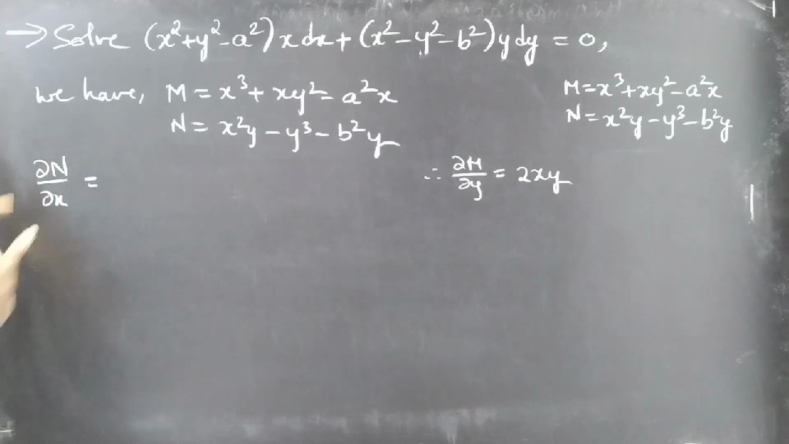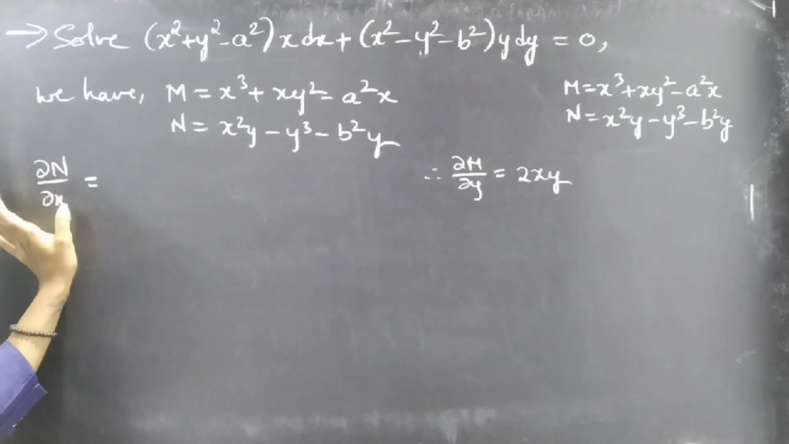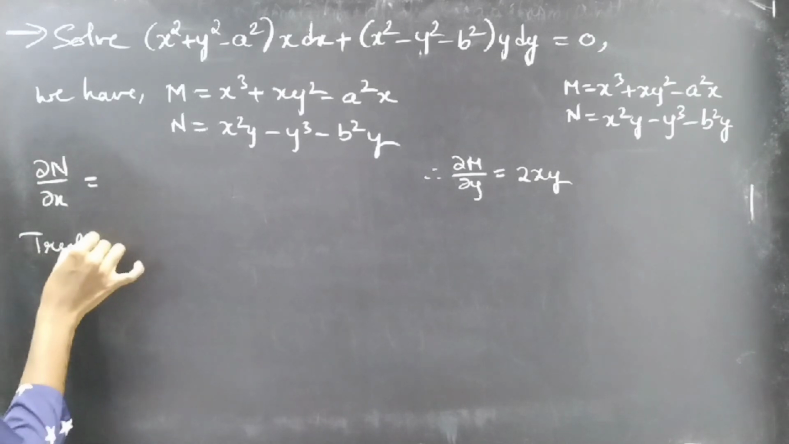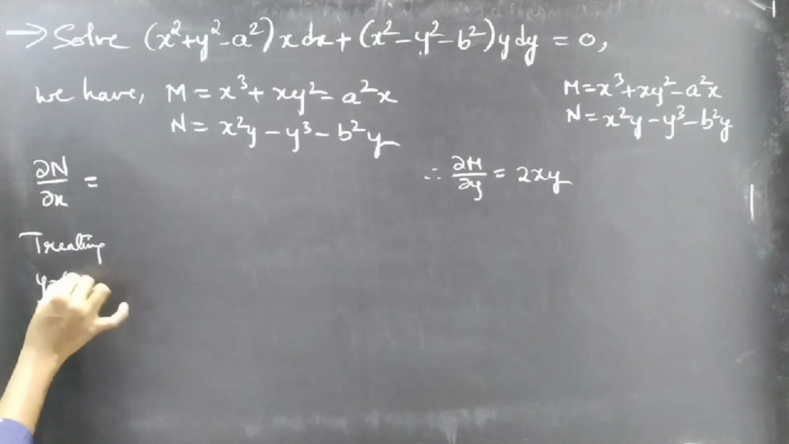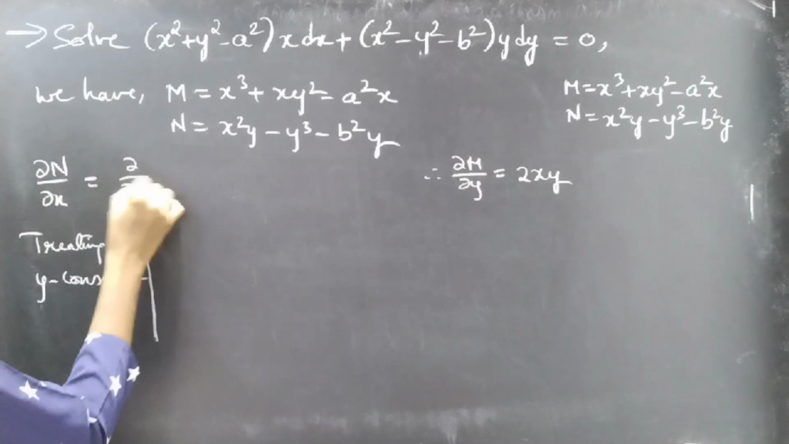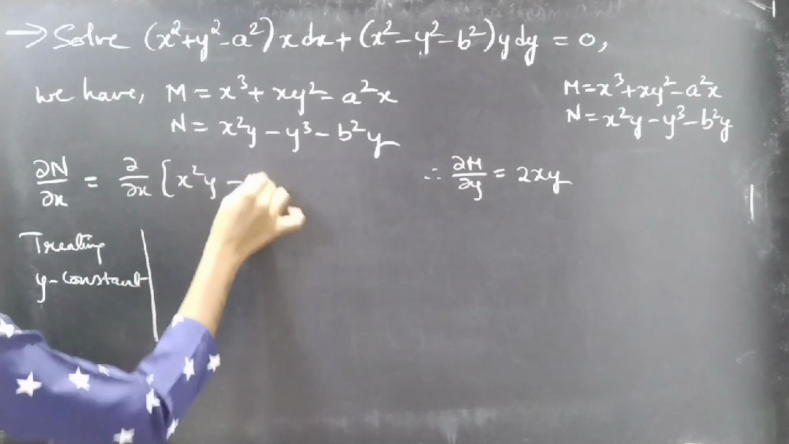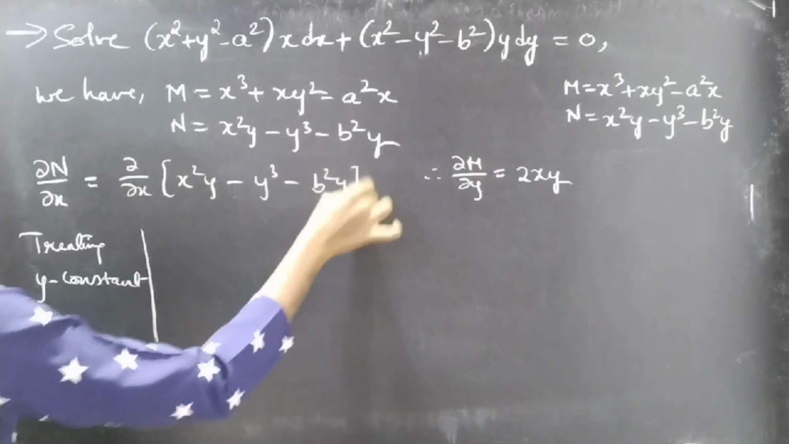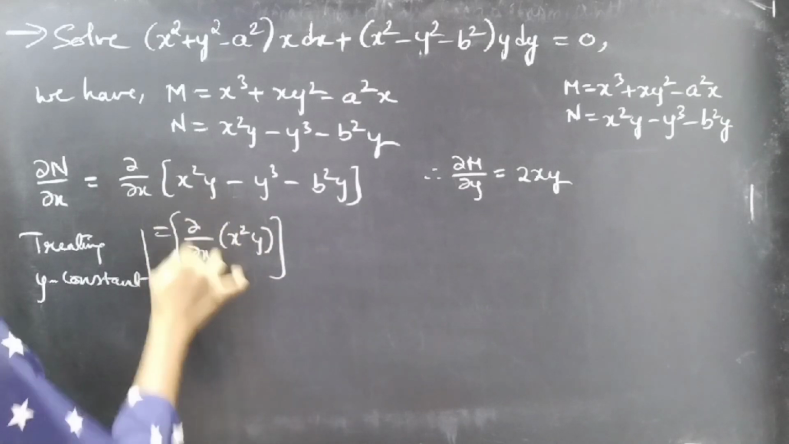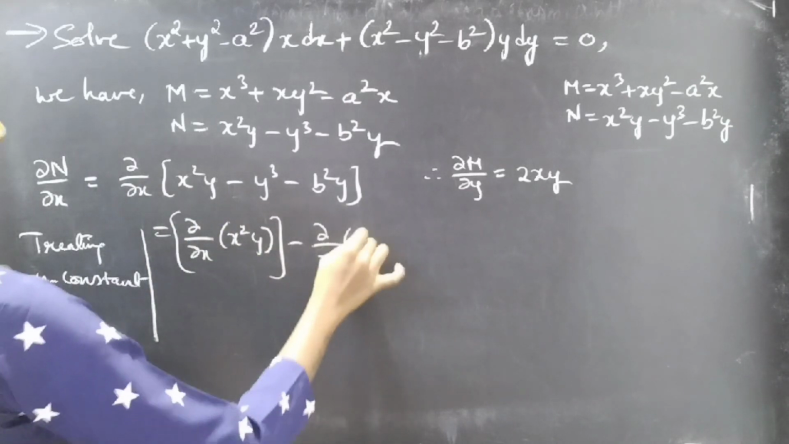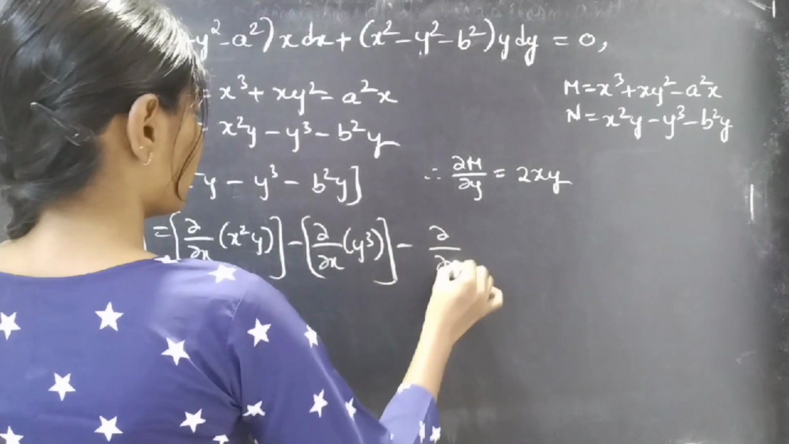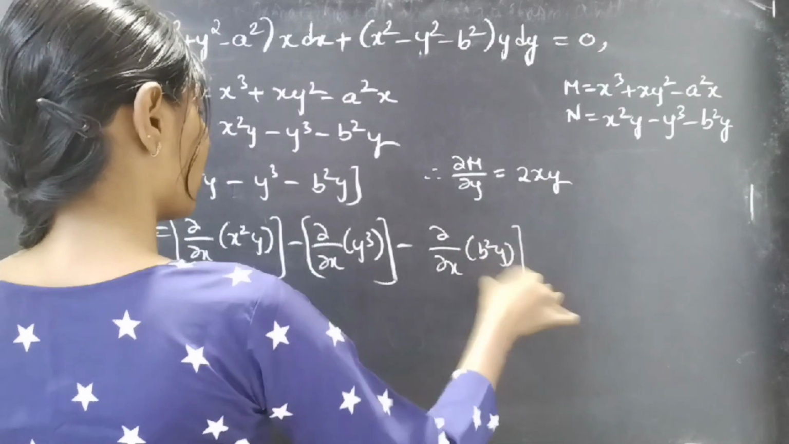Let's now find the partial derivative of N with respect to x. So here we are finding the partial derivative of N with respect to x, so we have to treat y as constant. This equals ∂/∂x of N, x²y − y³ − b²y. We can write this as ∂/∂x of x²y minus ∂/∂x of y³ minus ∂/∂x of b²y.